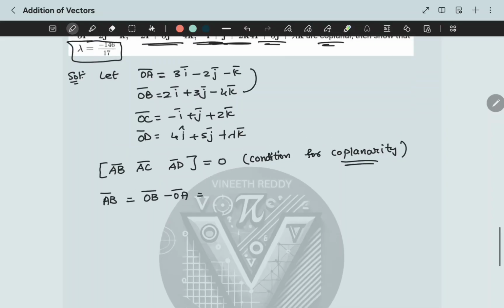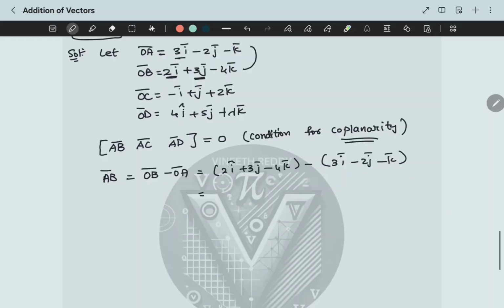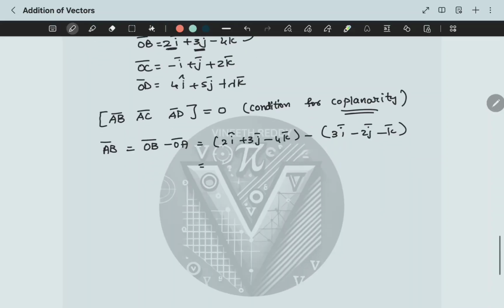OB vector minus OA vector, what will that be? 2i cap minus 3i cap is minus i cap. Directly I am writing 3j cap minus of minus 2j cap. Okay, if you are not understanding it, let me write it here. OB vector is 2i plus 3j minus 4k minus OA vector, which is 3i minus 2j minus k. So dear students, why am I writing this? Because most of you don't keep the negative sign or you swallow the negative sign. That's why I'm writing this here.